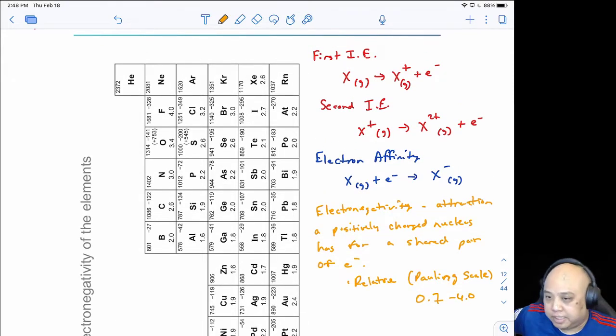Any questions about any of these three terms here while people are writing stuff down?